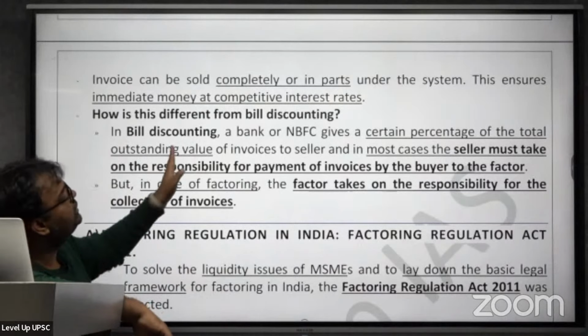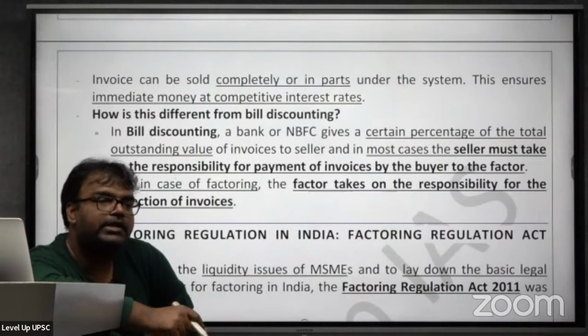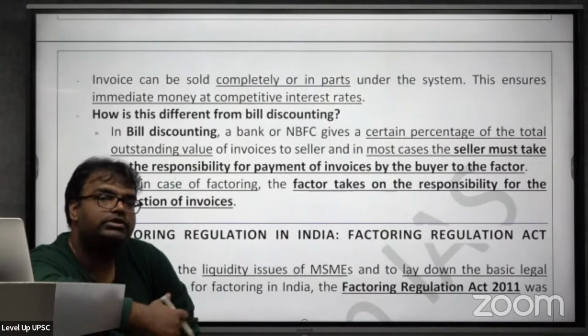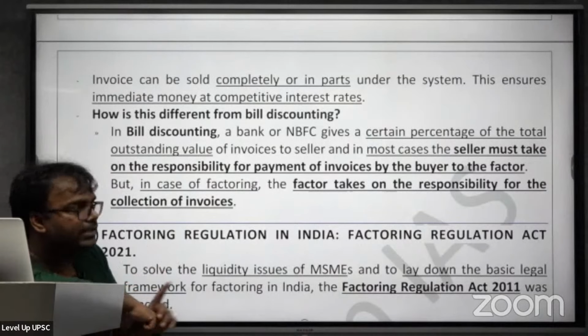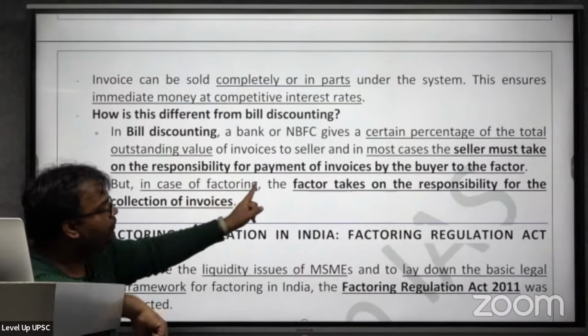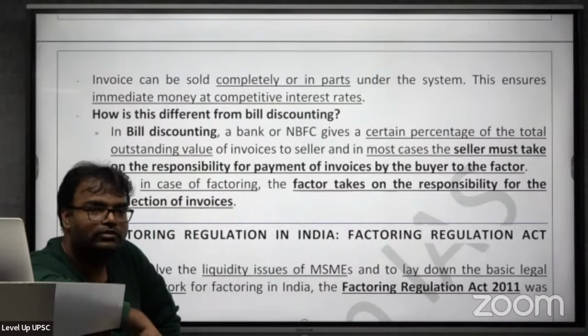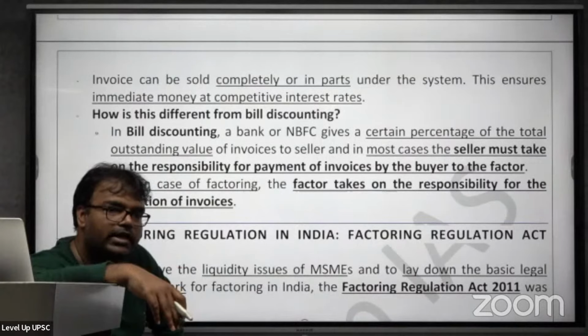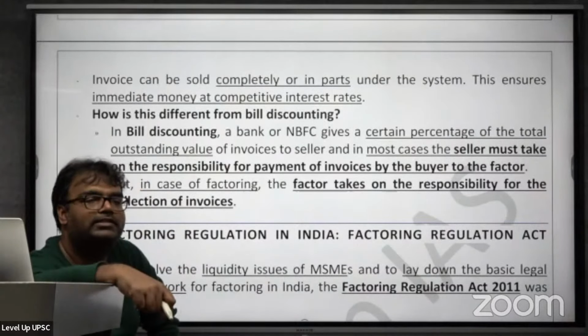But now, how is this different from bill discounting? I take my bill, get it discounted from someone else. How is it different from bill discounting? There's a slight difference here. In case of factoring, the factor takes on the responsibility for the collection of the invoice. So the company that has bought my invoice, it is that company's responsibility that it will take money from Reliance.